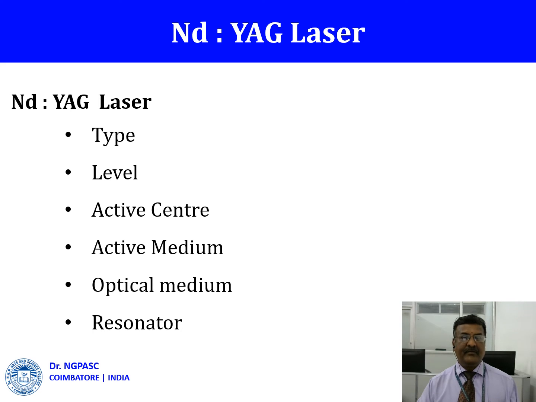Resonator: for getting a high intensity beam of light, the resonator is used. In the ND-YAG laser, the ends of the ND-YAG rod are ground, polished and silvered, and act as the mirrors. One is fully reflecting and the other is partially reflecting.